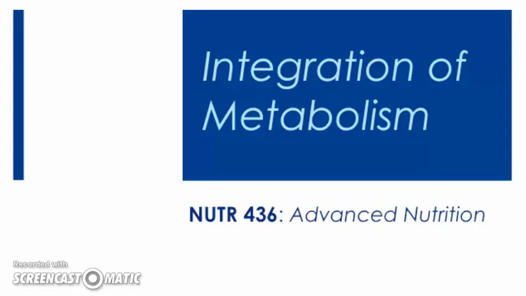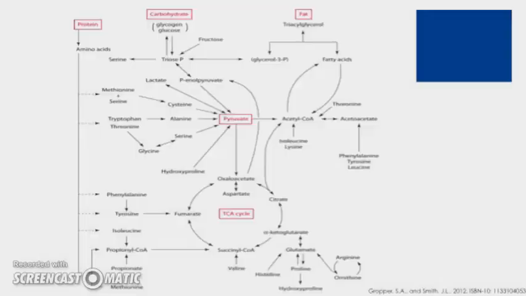Integration of metabolism. In this slide presentation, we will review the interrelationship between carbohydrate, protein, and lipid metabolism. We will discuss the central role of the liver in this integration of metabolism, as well as the macronutrient interconversions. Here in this diagram, we will see the metabolism of protein, carbohydrate, and fat.